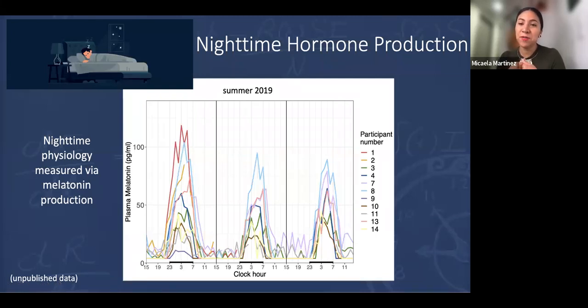So it's not just a response to us turning the lights off and then them producing melatonin, or turning the lights on and their body not producing melatonin. They're in complete dim light. So what we're actually showing here is a true biological rhythm. This is a true change in this hormone production that is coming even under perfectly constant conditions.